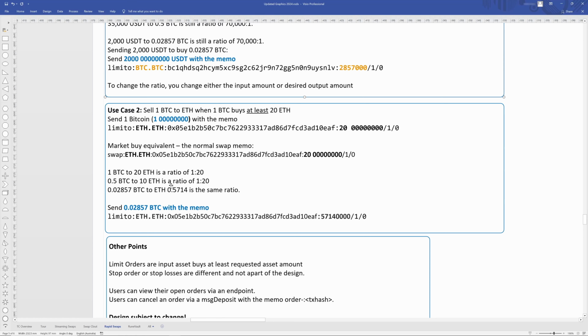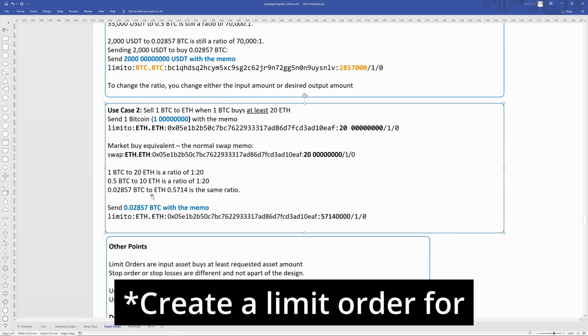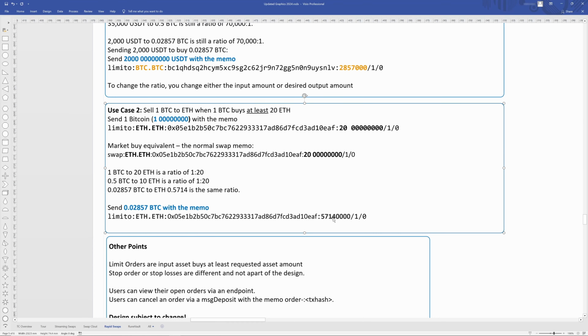And this is where interfaces would work it out for users to say, this is the ratio you want to achieve, how much you want to put in, and we'll give you the minimum you're going to get out. So in order to swap that, you would send this amount of Bitcoin and request that amount of Ethereum, because at that ratio, that amount of Bitcoin will give you this amount of Ethereum, and then that's what your memo would look like.